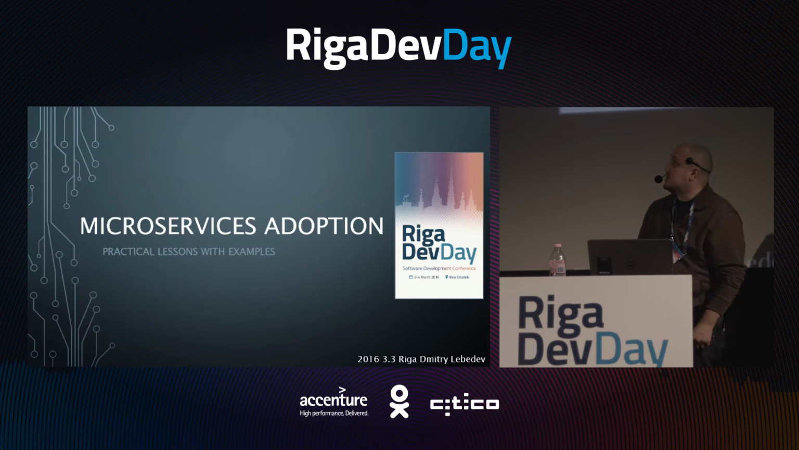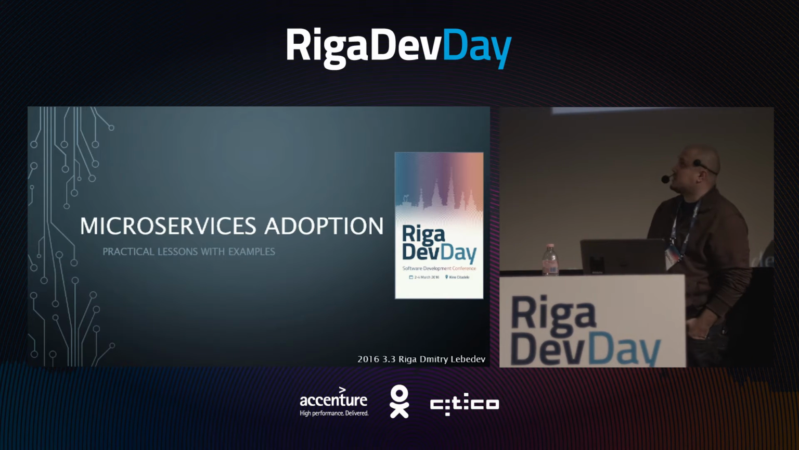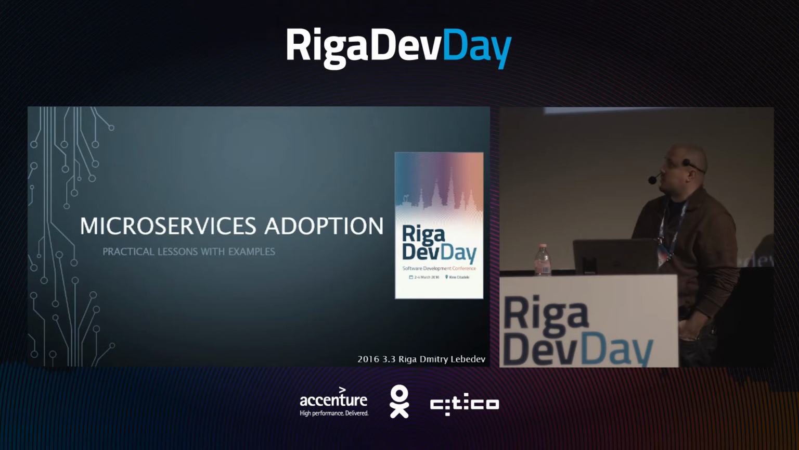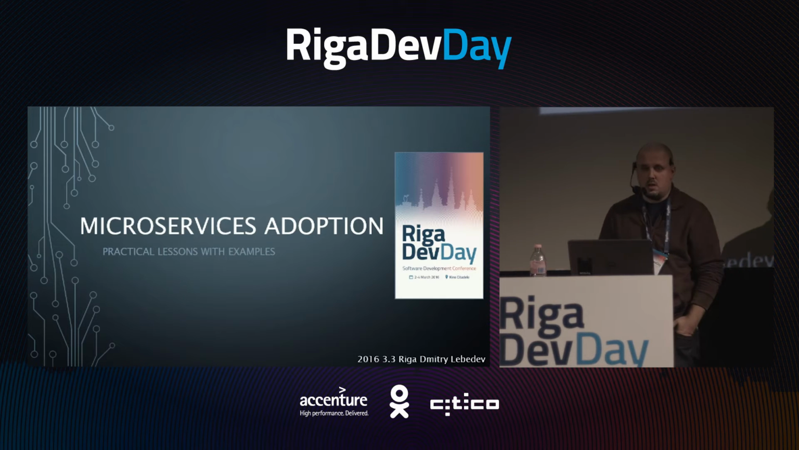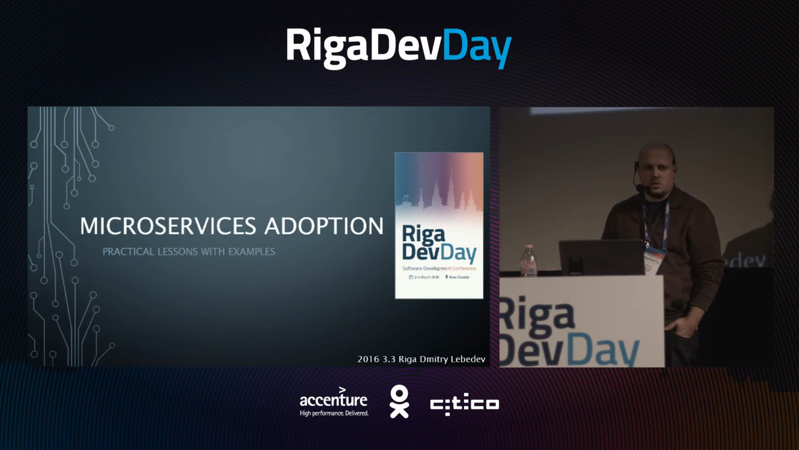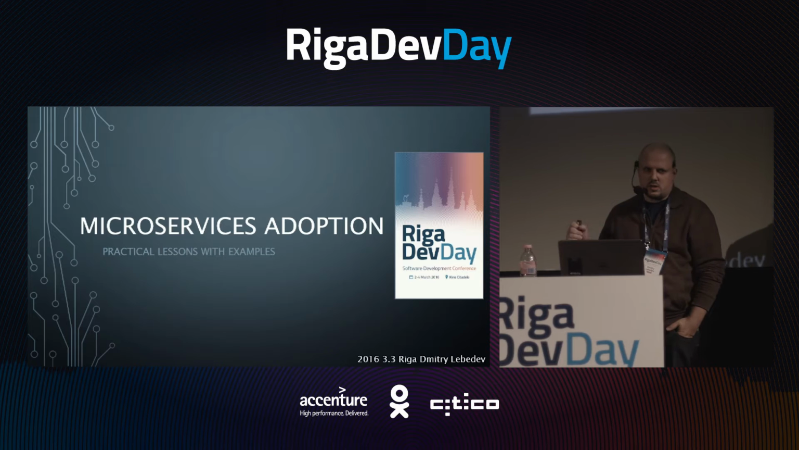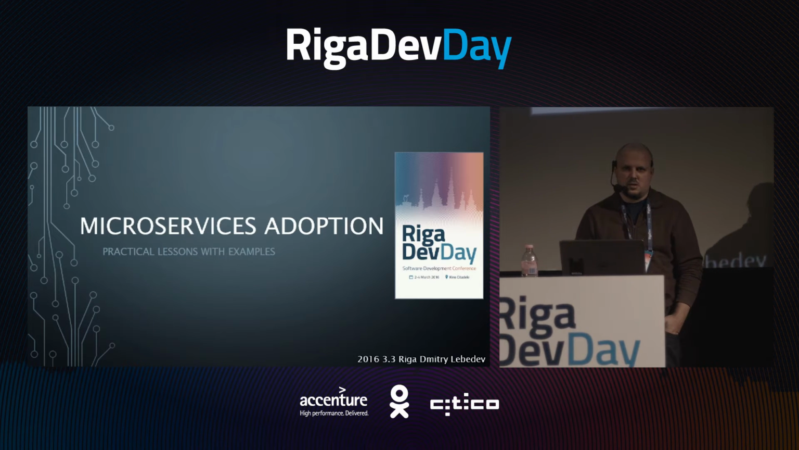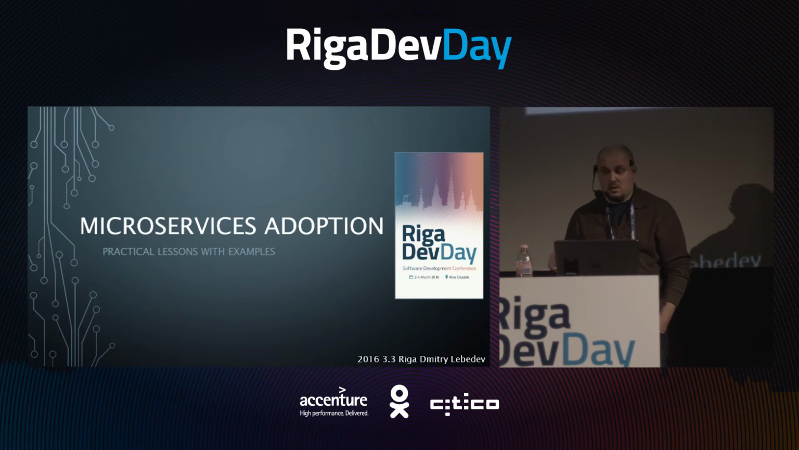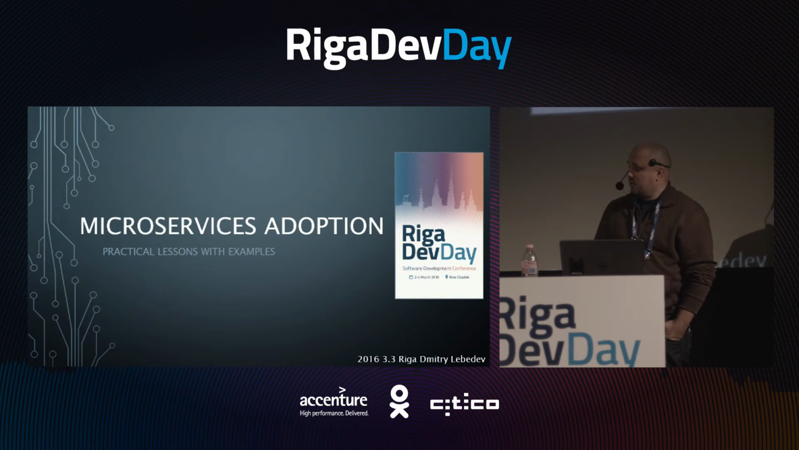So the title is Microservices Adoption, Practical Lessons with Examples. Just a quick tip, if you want to draw more attention to your presentation, you just have to name it practical, pragmatic, advanced, or something like this, and you'll get the full house.